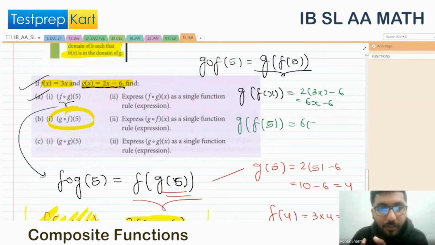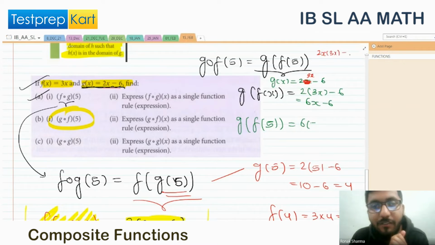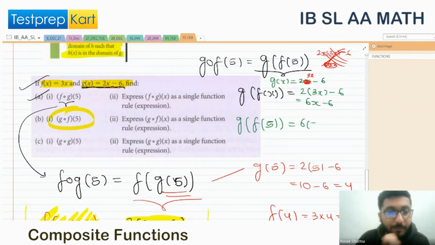Getting the point? Earlier, g of x was 2x minus 6. So in place of this x, you will put 3x. What you are doing is something else, that's why you are having that 6x squared. No, this is wrong. Getting the point? Now, if they're asking g of f of 5, this will become 6 times 5 minus 6, that is 30 minus 6, so 24.